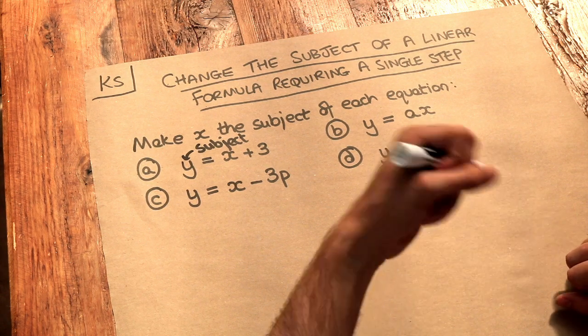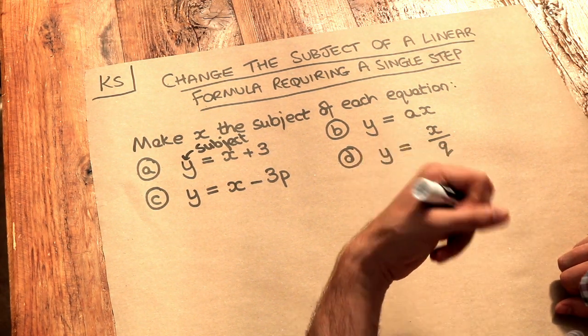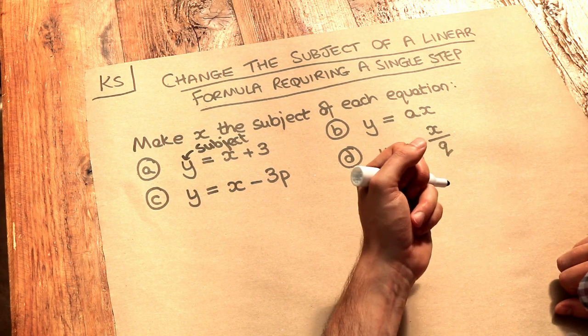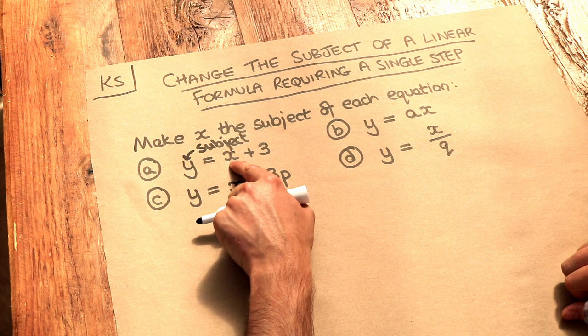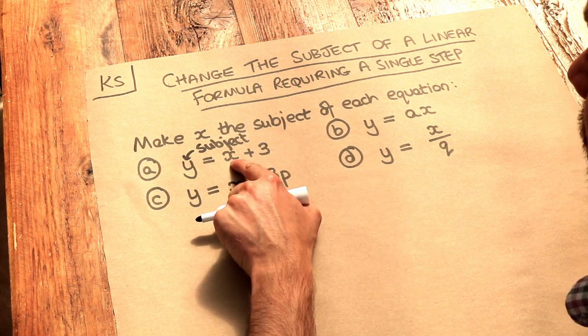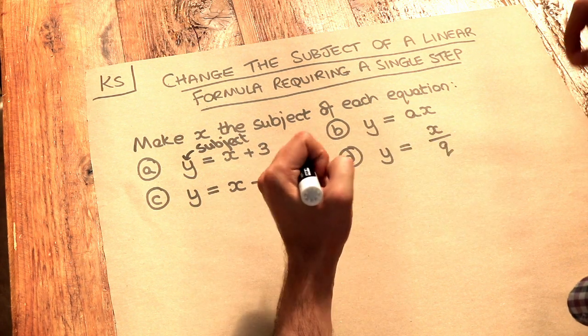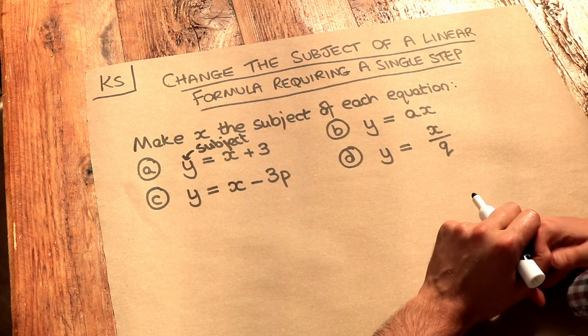Now we can use exactly the same skills as we did to solve an equation. Because remember, if we wanted to solve an equation in terms of x, that means to work out the value of x. Now it's slightly different here because we want to work out the value of x, but it's not going to be a number, it's actually going to be an expression in terms of other variables in that equation.